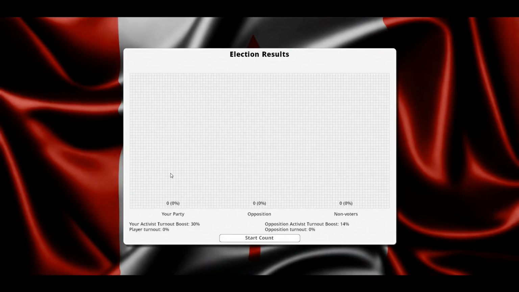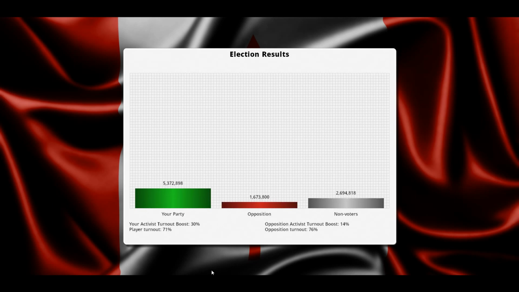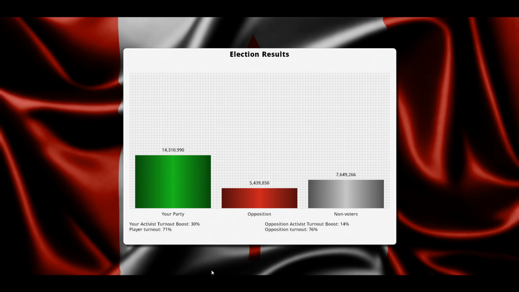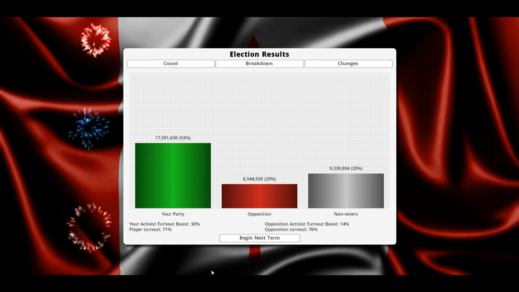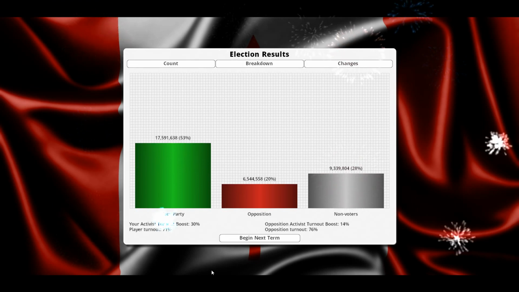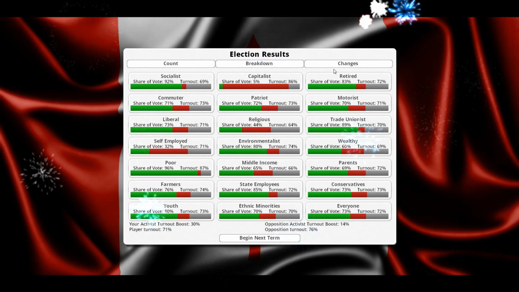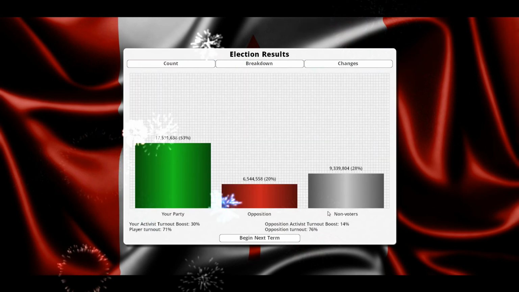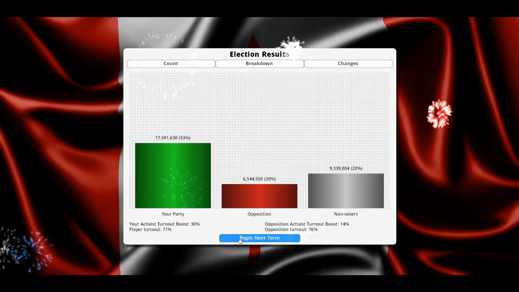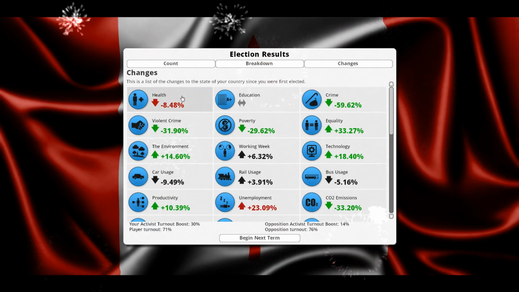Here we are. So this is what it looks like when you have an election. We have a higher activist turnout, so let's see if we beat the Juggalos. Ta-da! It's easy enough to win elections. It shows you breakdowns, changes. Some people just don't vote. Let's see how we did.